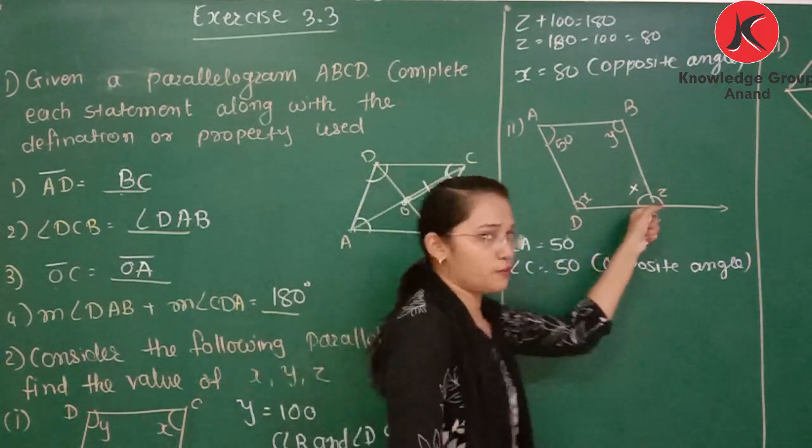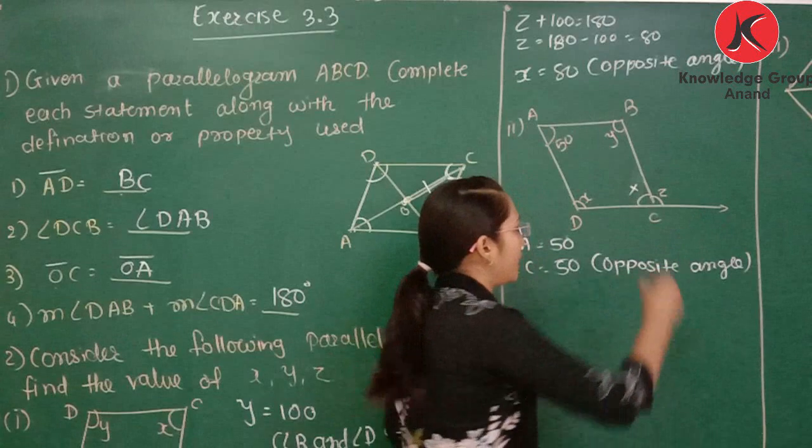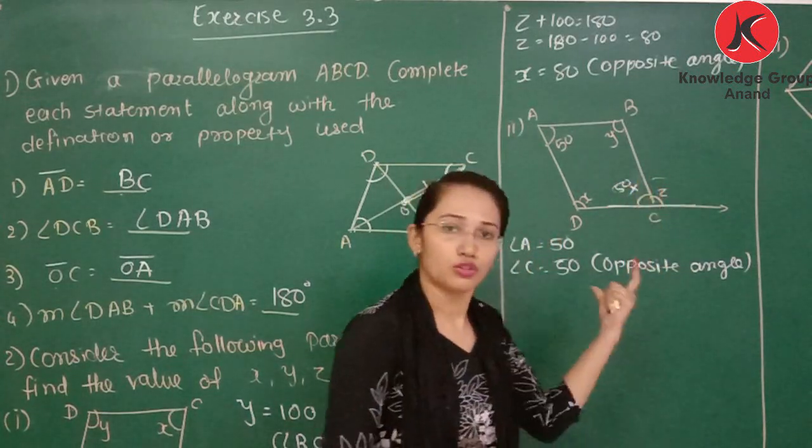If angle C is 50, then what will be Z? It is a linear pair. Okay, this is a straight line, so if this is 50, subtract 50 from 180 and you get Z.